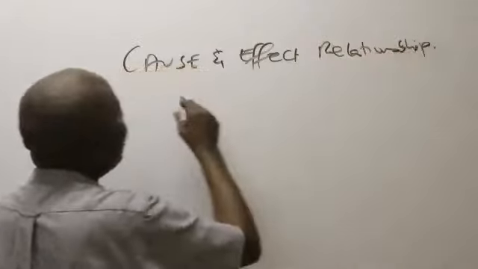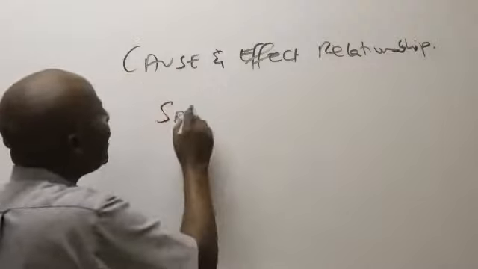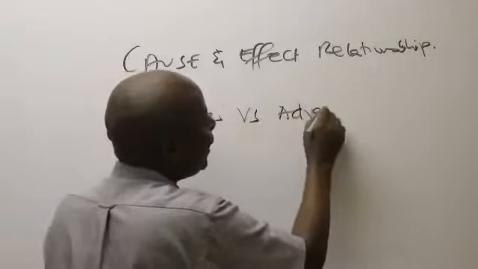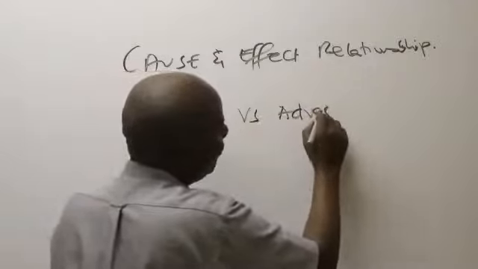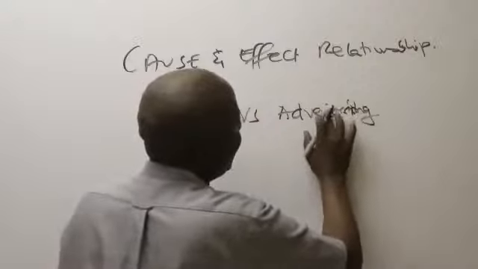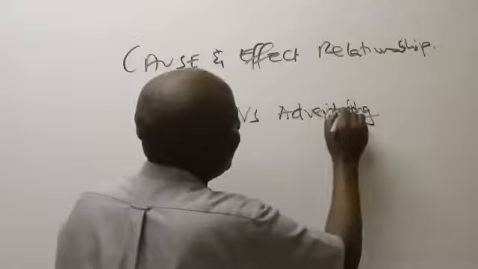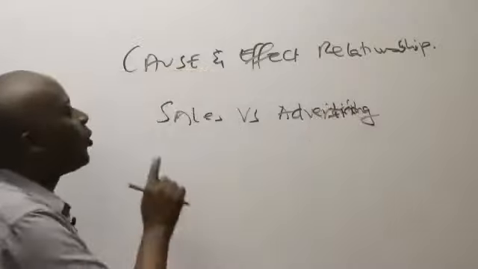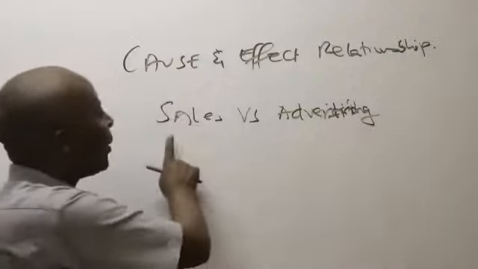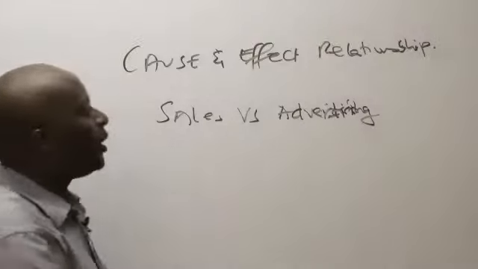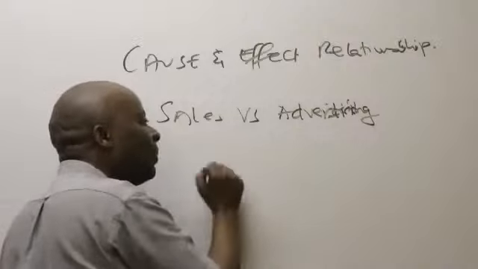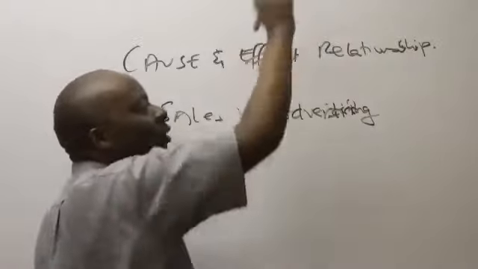Ladies and gentlemen, we know that, for instance, sales is directly related with what here? Advertising. Sales and advertising have what we call a causal relationship. If I advertise more, I expect to sell more. So in management, ladies and gentlemen, if I have effective management, I expect my productivity to go up.